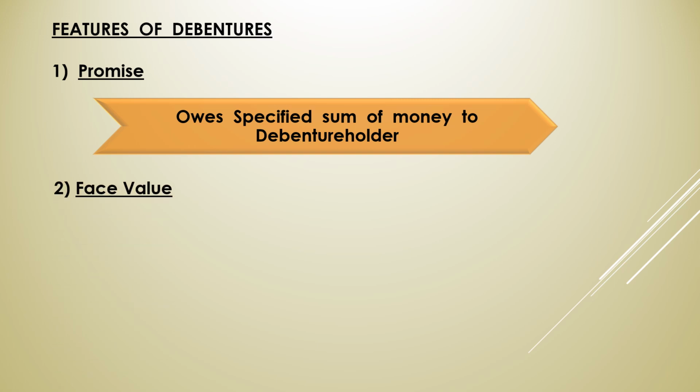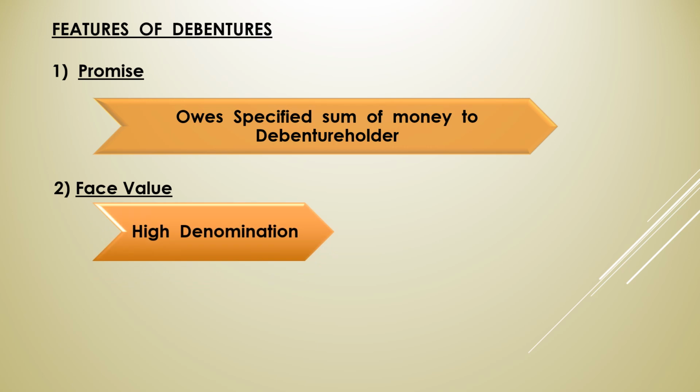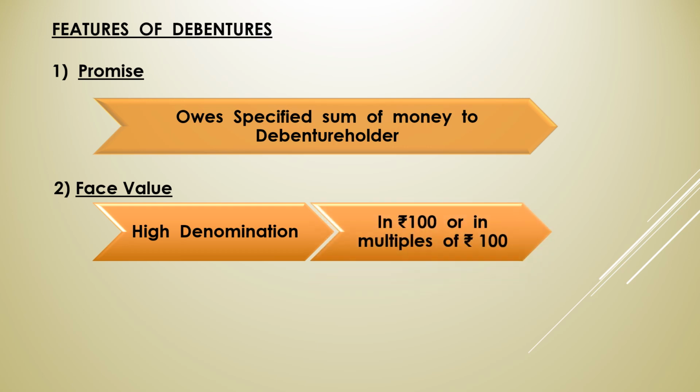Face value is that value which is written on the face of the debenture certificate. Usually, the denomination of debentures is higher when compared to the equity shares. This face value could be either rupees 100 or in multiples of rupees 100, that is rupees 200, rupees 300, rupees 400, etc.